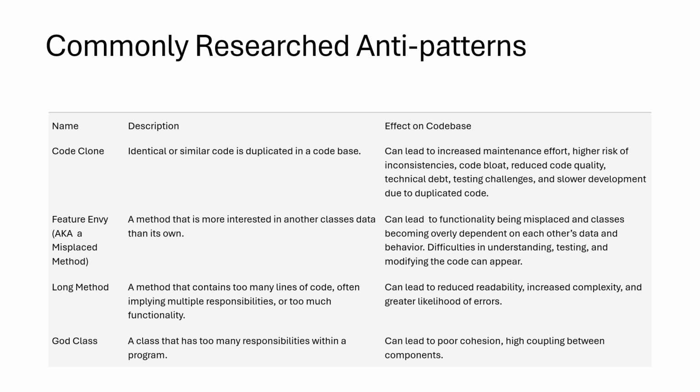This chart describes the four most commonly researched anti-patterns where researchers are using deep learning models for auto detection. Code clone is where identical or similar code is duplicated in a code base. As a quick example, let's say we're building some software for a scale, and we have two functions, one called get weight in ounces and one called get weight in pounds. These functions basically do the same thing, and they can be combined into a get weight function that takes a unit as a parameter.